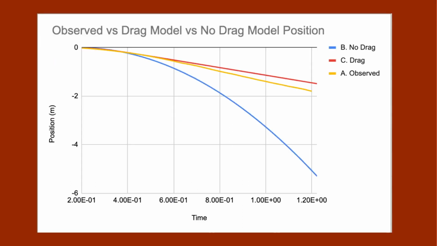This graph shows the observed model versus the drag model versus the no drag model position. You can see that the no drag model predicted a much further distance traveled than the drag and observed models. You can see that the drag and observed models are actually very close, which is why we know that the drag model is a more accurate representation of the real world.